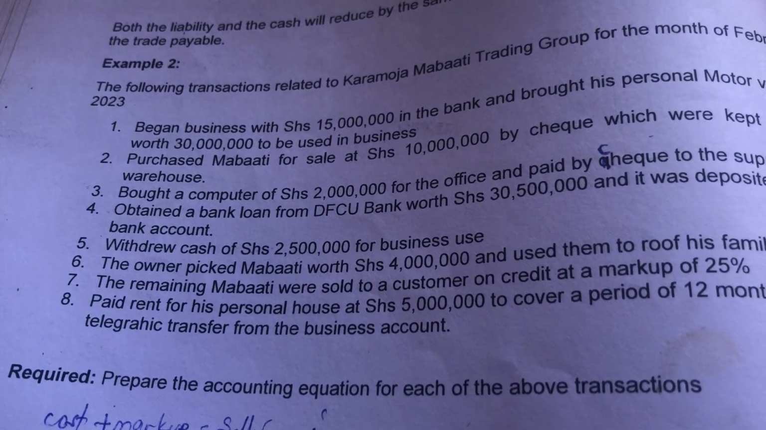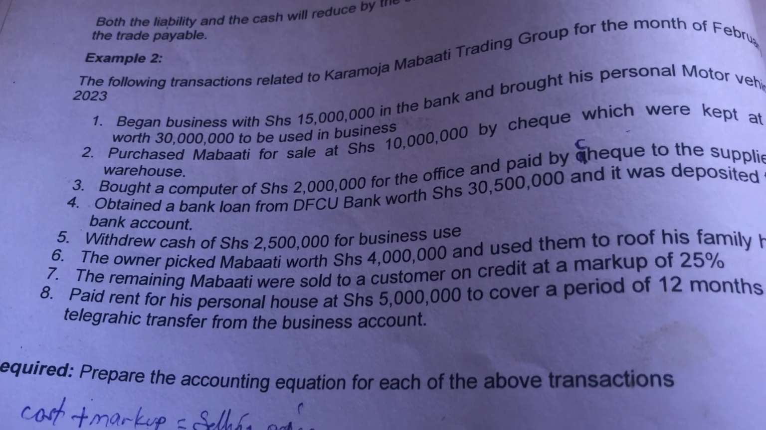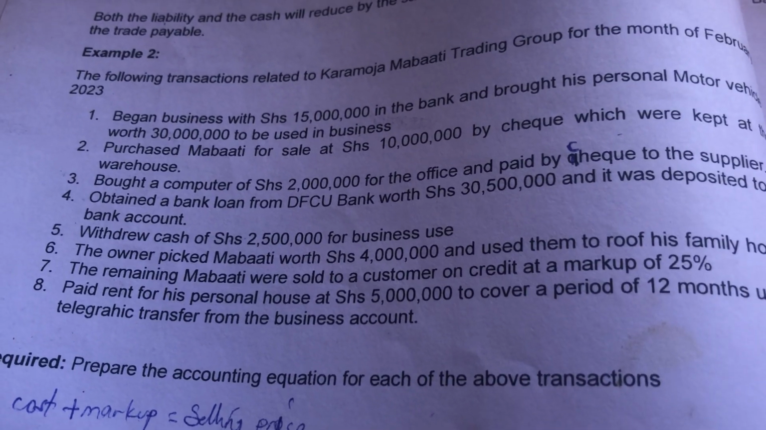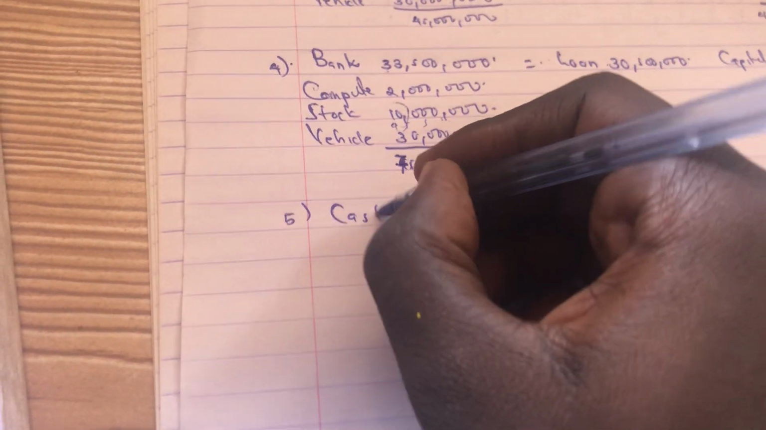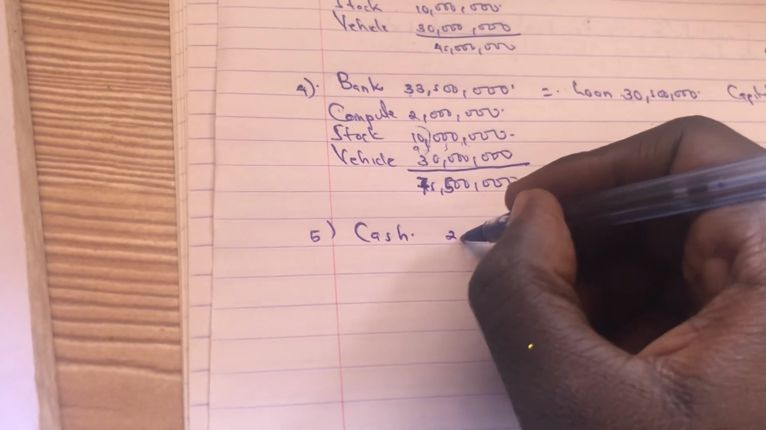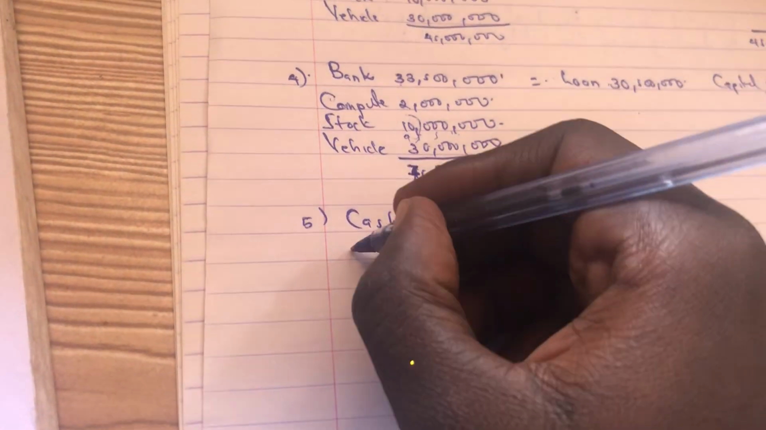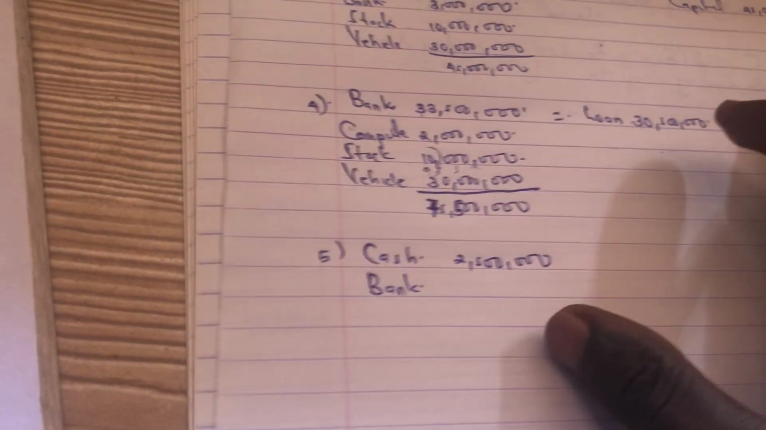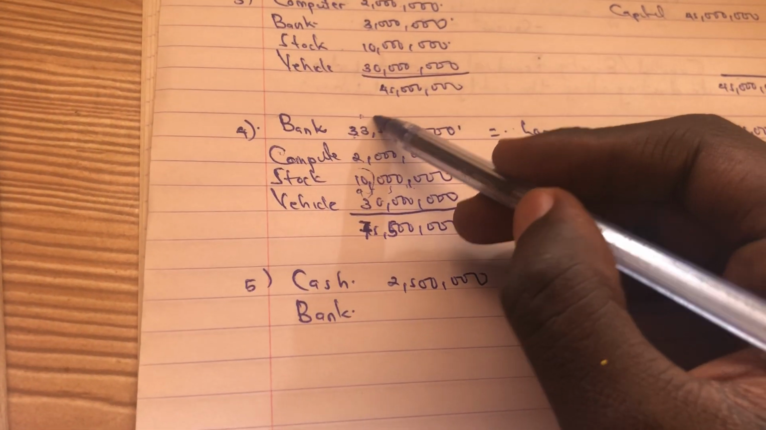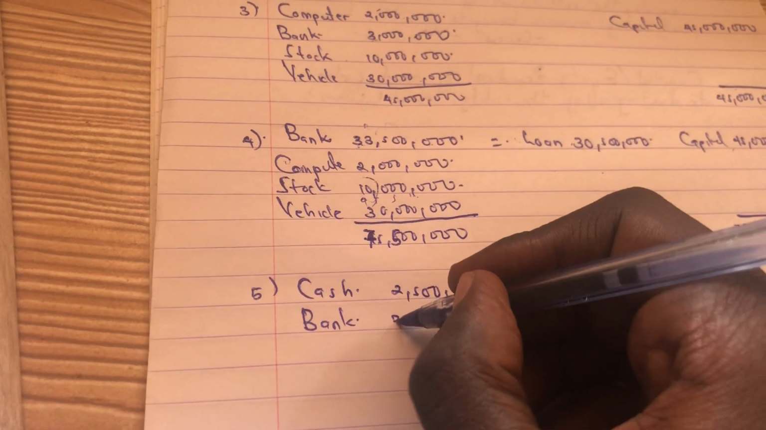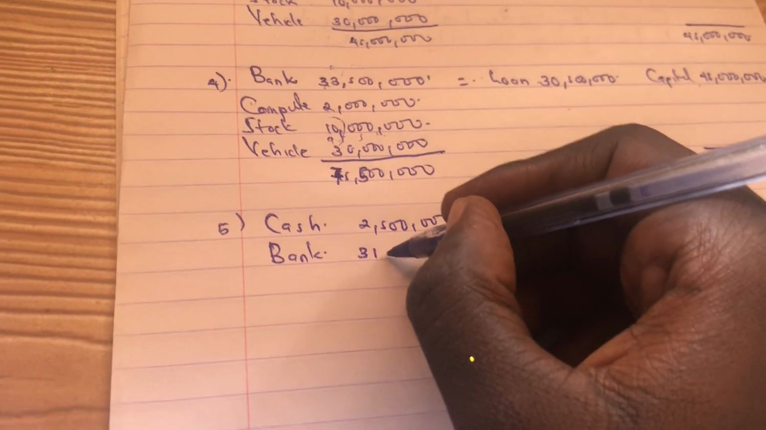Then 5, they're actually telling us here, withdrew cash of 2.5 million for business use. These are actually two transactions. So when he withdraws cash for business use, that means we shall have cash increasing by how much? By 2.5 million. But the bank will have to reduce because we withdrew from our bank account. The bank will have to reduce by this 33.5, when you subtract 2.5 million, we remain with 31 million.